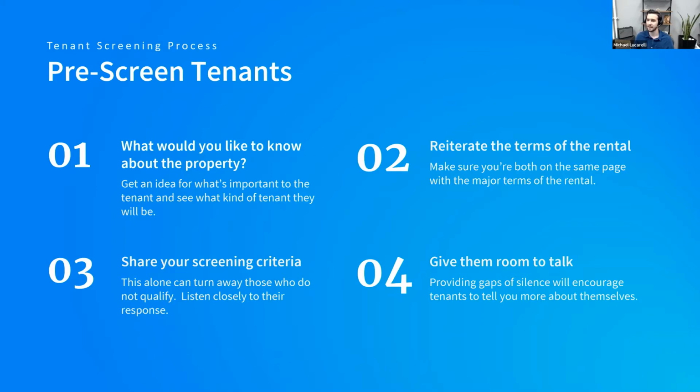Second, similar to including some of the criteria in your advertising, when you get on a pre-screening call, to the extent that you can, make it painfully obvious what the major terms of the rental are, such as the monthly rent amount, the security deposit you're asking for, the lease term, the move-in dates, things like that. It's really important to get those out up front. You'll be surprised how many people don't share that information in detail with prospects. Make sure that you're on the same page in terms of the rental.